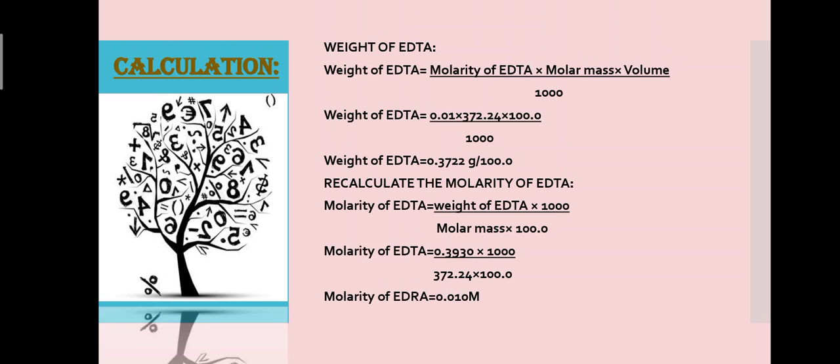Recalculate the molarity of EDTA. Molarity of EDTA is equal to weight of EDTA multiplied by 1000 divided by molar mass multiplied by 100.0. Molarity of EDTA means 0.3930 multiplied by 1000 divided by 372.24 multiplied by 100.0. So the molarity of EDTA is 0.010 molar.